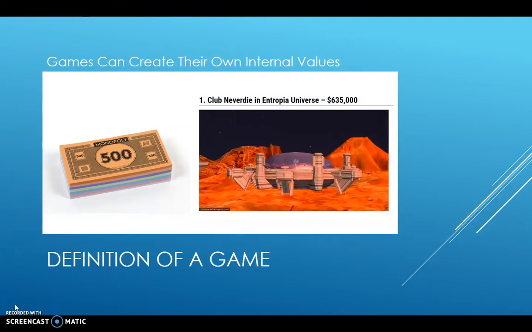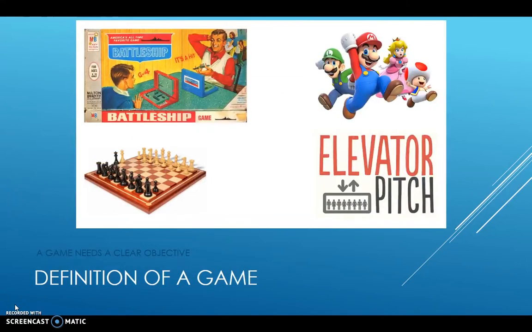An example there is from a game called Entropia Universe. Somebody sold a property in that game for $635,000. It doesn't exist. It's simply a 3D model in the game. And yet it went for a real world value of $635,000.